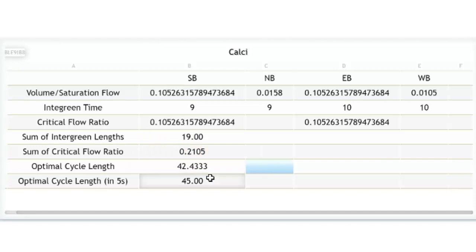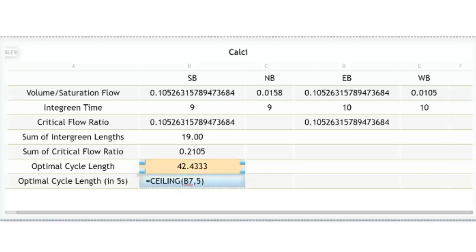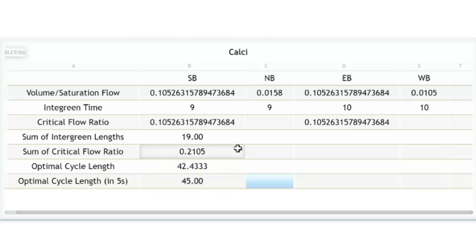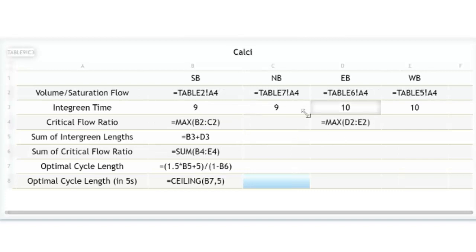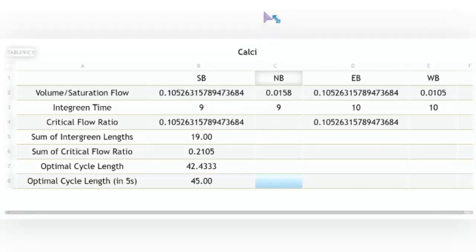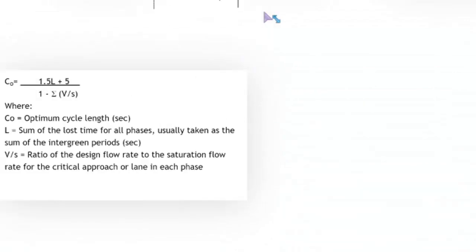And generally in practice, we would correct this cycle length upward to the next nearest 5 seconds. So we apply the ceiling function with 5 to get this. And you can just press Control tilde here to see all the equations that we have and how we have organized it.